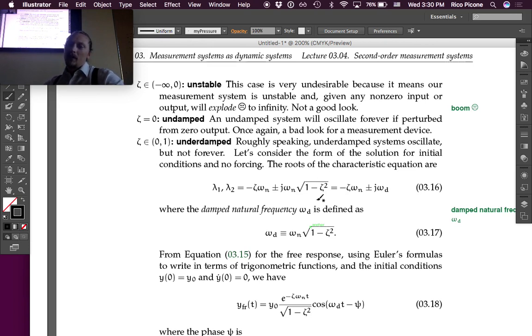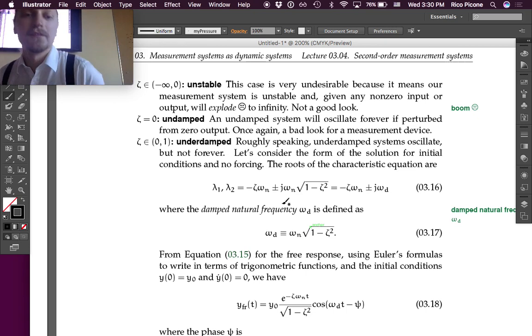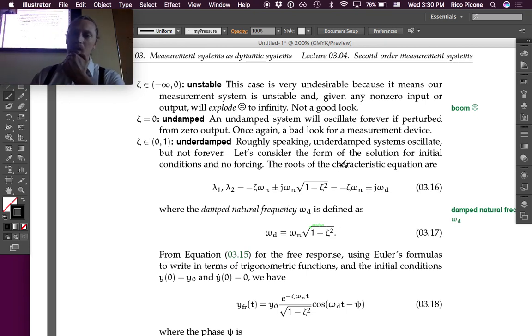And if it's between 0 and 1, then when it's zeta squared minus 1, you're going to end up with a negative number in the square root. So what we're doing is we're just factoring that negative number out, and we're placing it out here, j, and we're saying it's 1 minus zeta squared. So that is our solution to the characteristic equation.